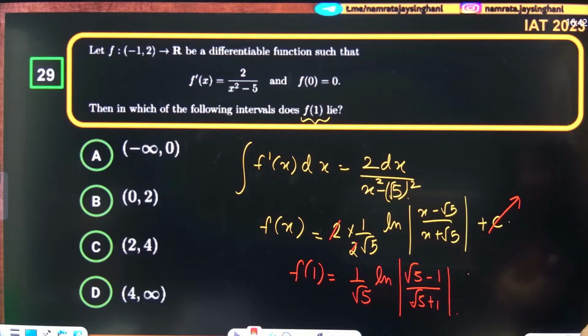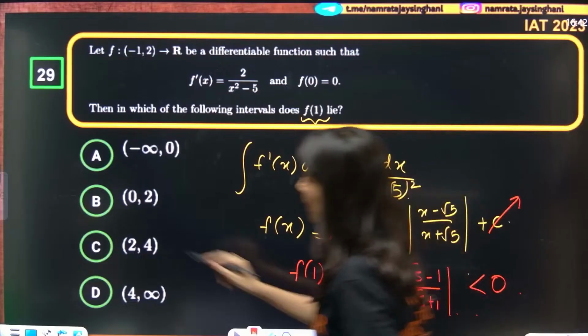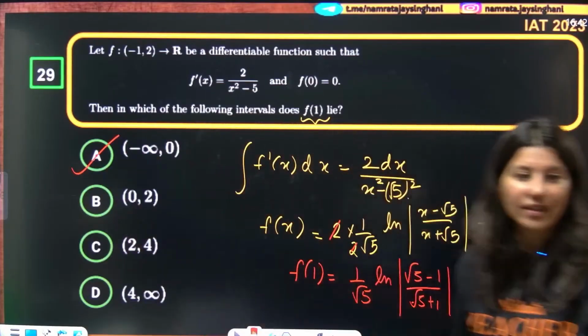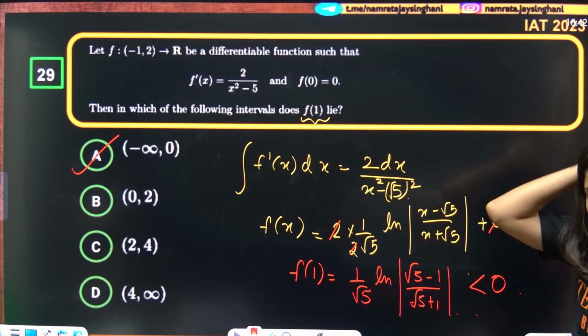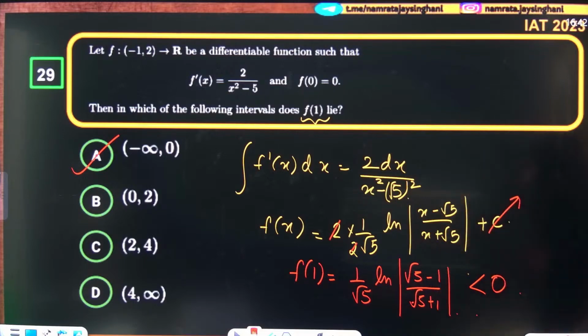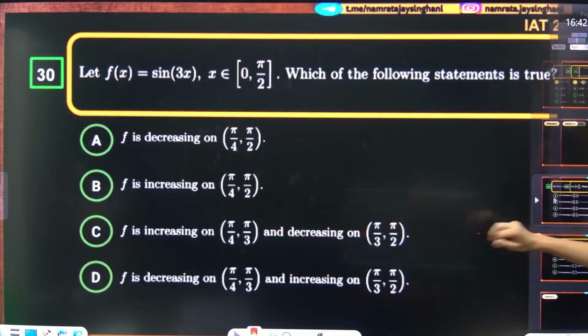So obviously the numerator is lesser than denominator. So this is a fraction. So this thing will be a negative quantity. So it is very obvious. If this is a negative quantity, option A will absolutely be correct, because no other option is representing a negative value. Right or wrong? Okay. So this value is less than 0. That's why option A is absolutely correct.